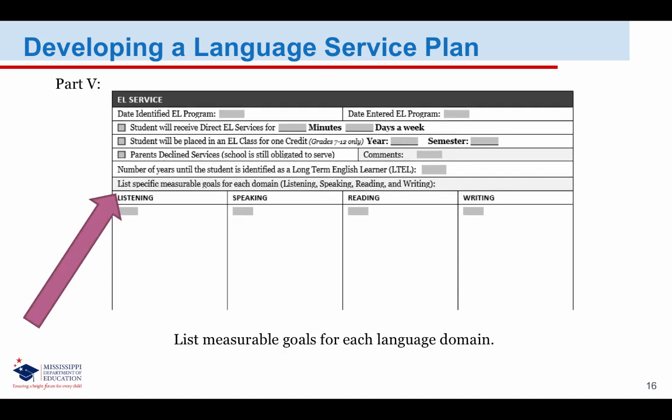This next section addresses goals that must be established for the EL student. These goals must be written according to the Lost Links scores. The district should use the Lost Links language proficiency level descriptors to establish these goals for each student in each domain. Each district should have a copy of the language level descriptors.